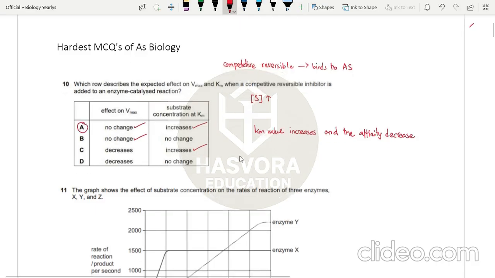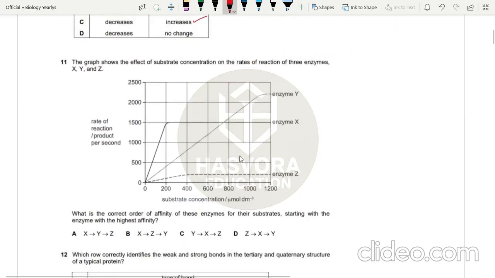Let's move on to the second question. This is a bit tricky question because the common mistake in this question was that the students were actually confusing the Km value of the different lines with the other ones. So now let's have a look at it. The graph shows the effect of substrate concentration on the rate of reaction of three enzymes. So they have given us enzyme Y, enzyme X and enzyme Z. So what is the correct order of affinity of these enzymes for this substrate, starting with the enzyme with the highest affinity? So we know that for the affinity we are gonna need the Km value.